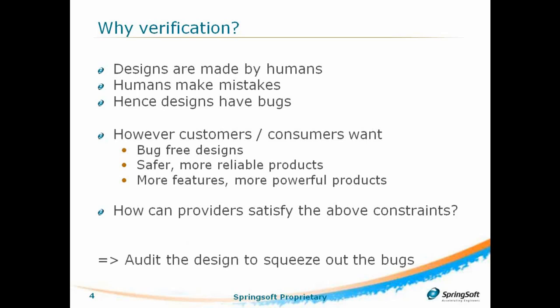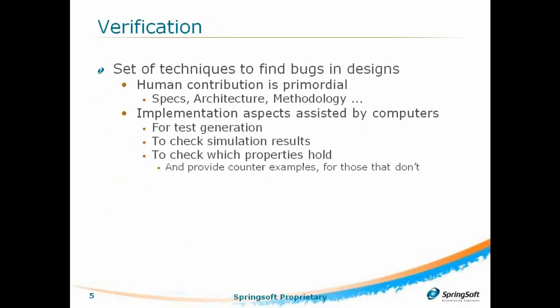And the last possibility is to audit the design to squeeze out the bugs. And this is exactly what people call verification. It's a kind of auditing of the design. And verification is a set of techniques to find bugs in the design. But the key point here is that the human contribution is still primordial, meaning that all the big aspects of the verification, like specification, architecture of the verification environment, and methodology, are all decided by humans. And only the implementation aspects are left to the computer.